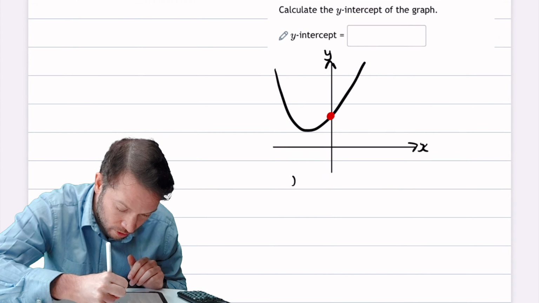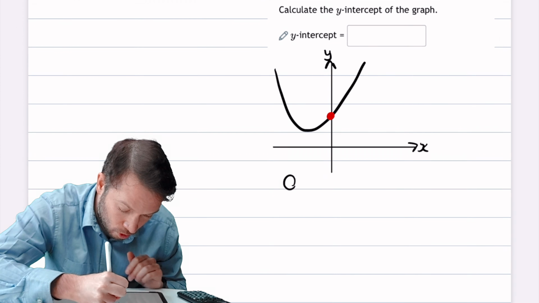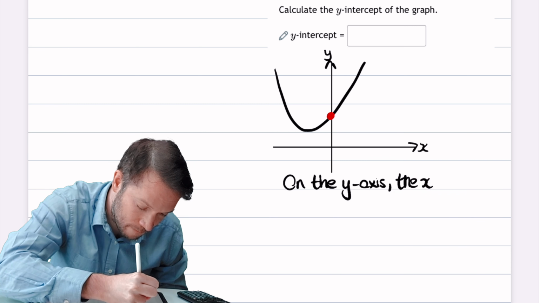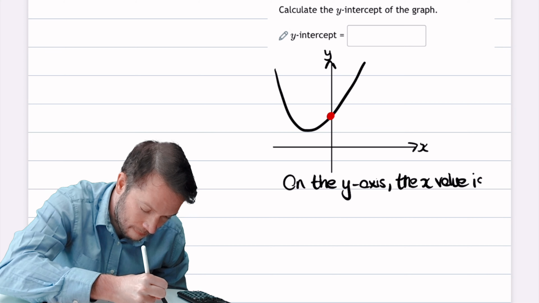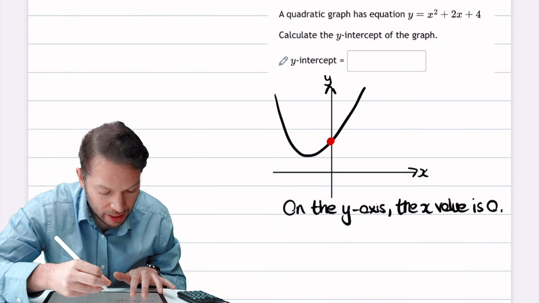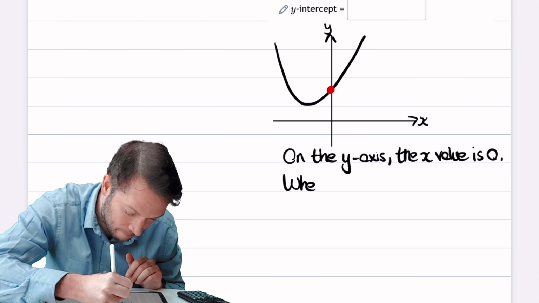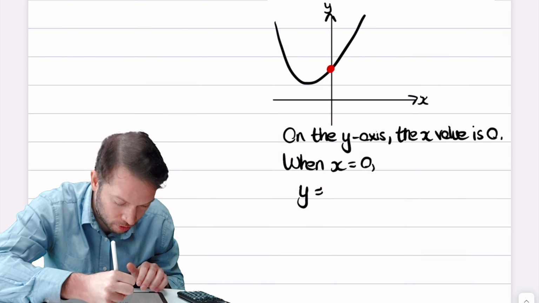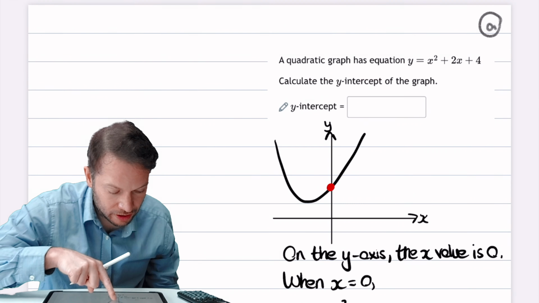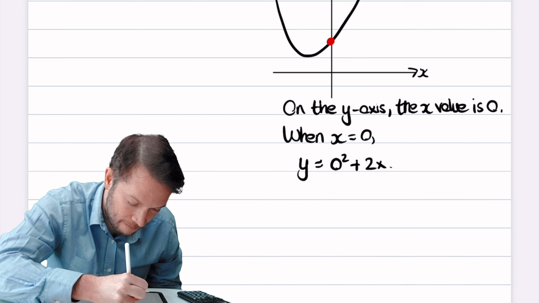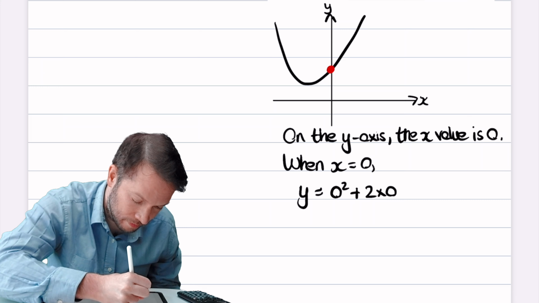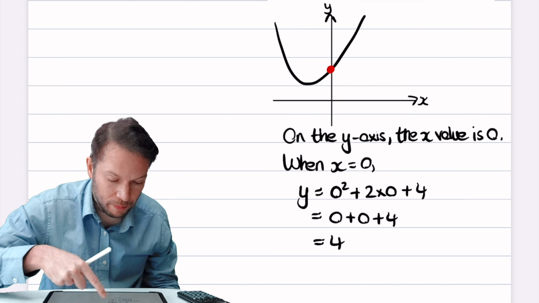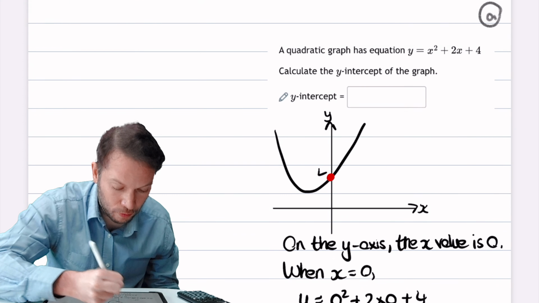So on the y-axis, the x value is 0. So if we do that, we're going to make x 0. When x is 0, y is going to be, and then it's x squared plus 2x plus 4. So 0 squared plus 2 times 0 plus 4. And that's going to give us 0 plus 0 plus 4, which is just 4. So this y value when x is 0 is 4, and that's going to be the y-intercept.